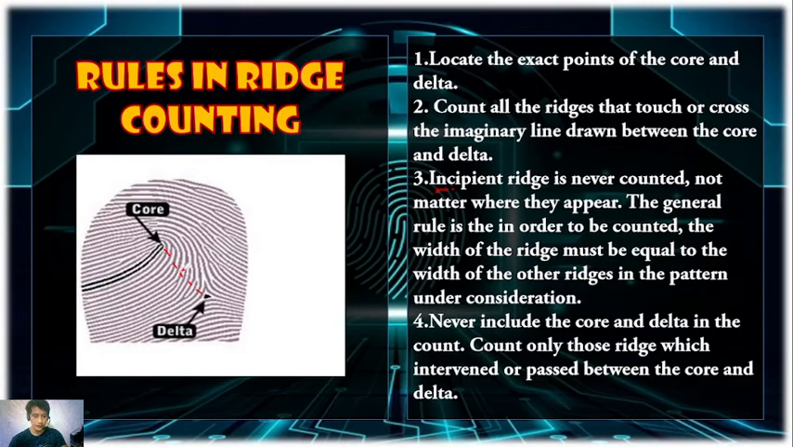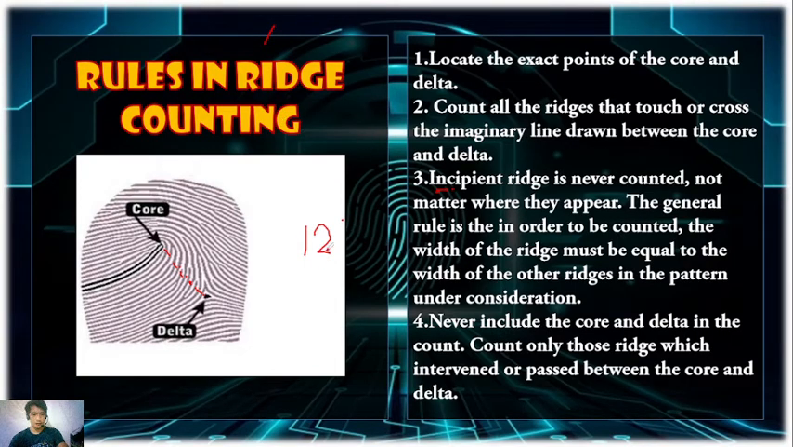Okay, and then as we continue, it passes again another ridge. So 5, 6, 7, 8, 9, 10, 11, and 12. Alright, so there are 12 ridge counts. 12 po yung nasa in between, or there are 12 ridge counts in between the core and the delta. So that is how we are going to do ridge counting.